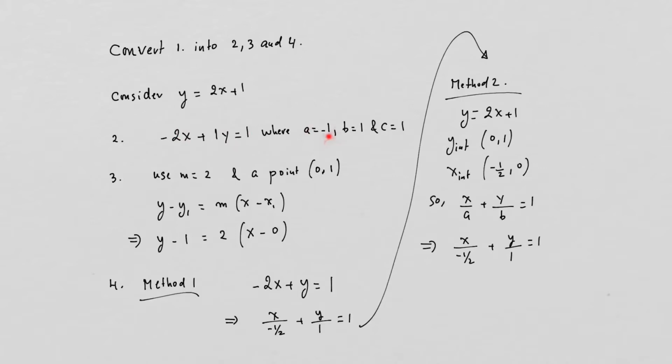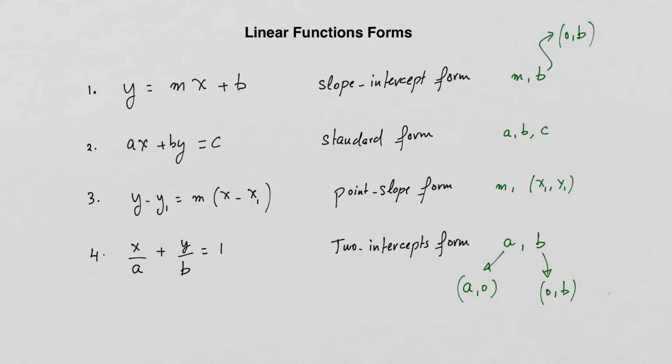So my a is negative 1. I made a mistake here. My a is actually negative 2. My bad. My a is negative 2, and b is 1, and c is 1. That's how you know whether or not you're done. You are able to tell me what the values of a, b, and c are.